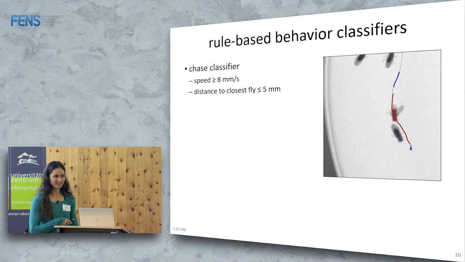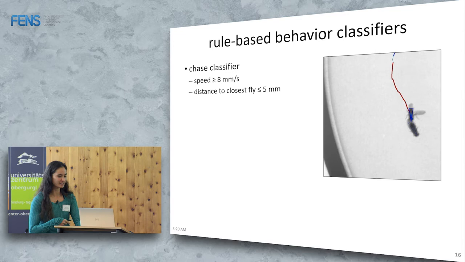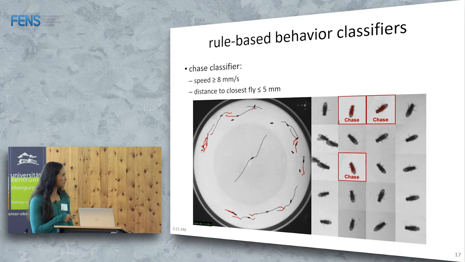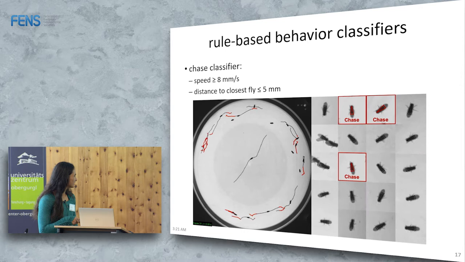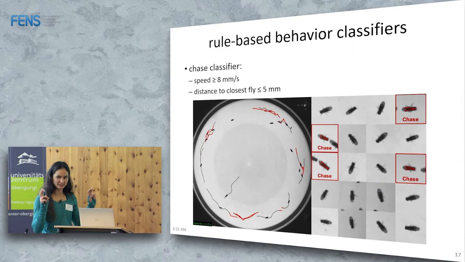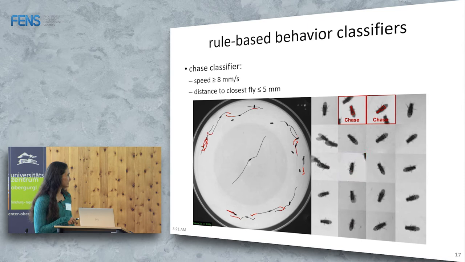We as people can come up with a few rules, but it's hard to come up with something that actually identifies the behavior very well. So this is what the output of a classifier looks like, where we're just saying, okay, the speed has to be this, and the distance to the closest fly has to be that. So if you look over here, during this video, what it's showing when the fly is red, that's being categorized as a chase. You can see there's a lot of things where the flies are near each other. They're not necessarily facing each other. They're kind of walking close to each other, but not chasing.